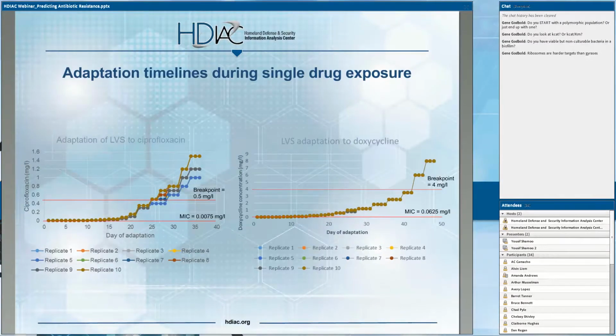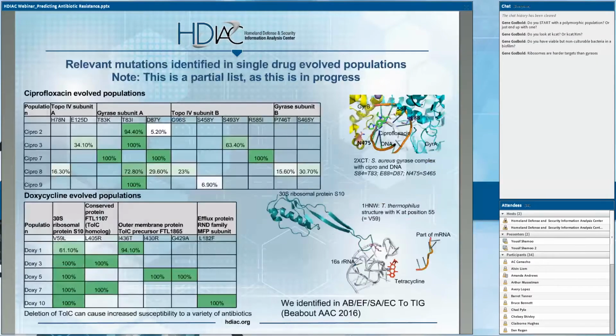I'll go back for a second here. So we're going to look first at where the mutations arise in these simple single drug experiments. In the case of ciprofloxacin resistant strains, it's well known that Cipro hits gyrases, topoisomerases quite commonly. It's been well studied in E. coli and a host of model organisms, including, showing on the right here, a structure of Staph aureus gyrase complex with Cipro and DNA.